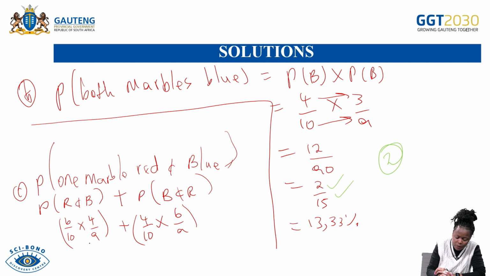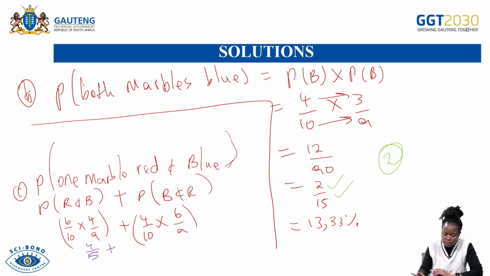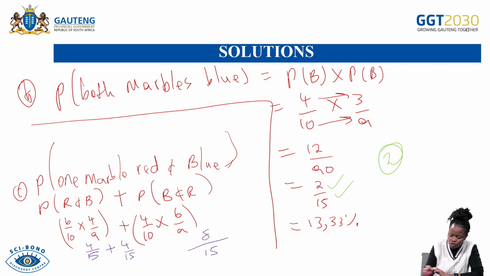Use a different color. So here it's going to be 4 over 15 plus the other side, which is 4 over 10 times 6 over 9. So you'll also get 4 over 15. If I'm adding here, I take one denominator and add the numerators, which gives my 8. So 8 divided by 15, I will get 8 over 15. And then if you multiply that by 100, you'll get your probability as 53%.